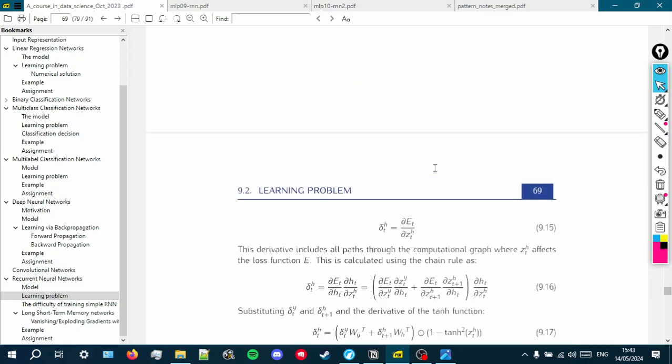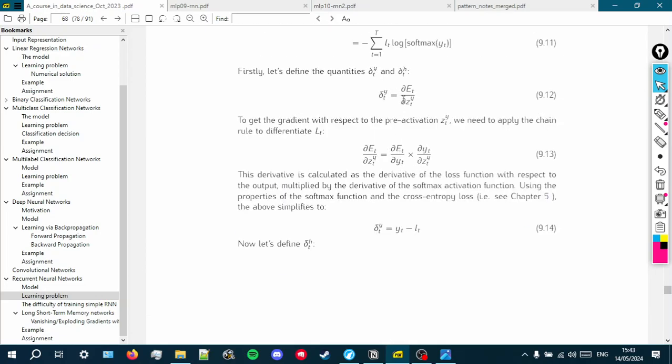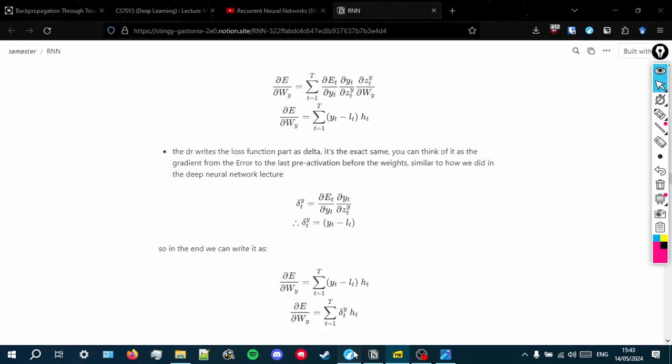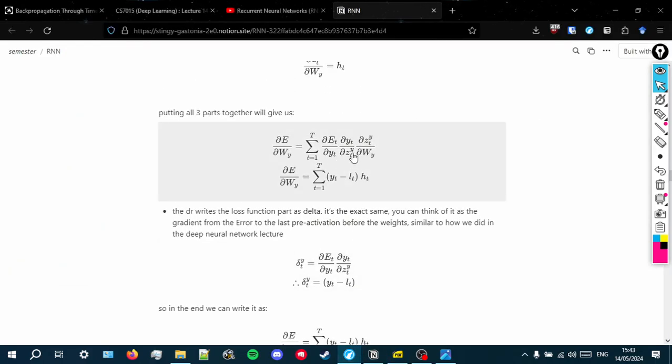And delta Y above he defined as delta Y equals E over Z of Y, and E over Z of Y is E over Y times Y over Z. So it's this exact same chain rule here, but he wrote it in a different ordering and substituted these two components with delta y. And then it's going to be the exact same thing, where it's y minus L of t.